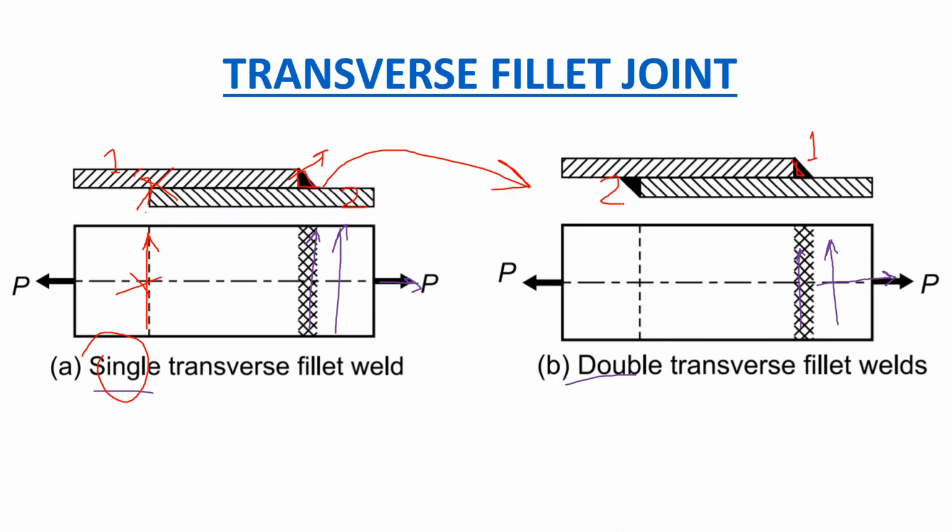So single transverse fillet joint or weld is not preferred because the edge of the plate which is not welded can warp out of shape and will break the welded edge or the welded connection. Because of which the strength in case of single transverse fillet weld is low when compared to the double transverse fillet weld.